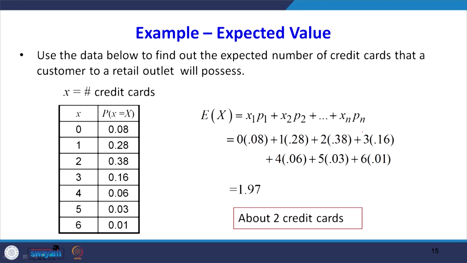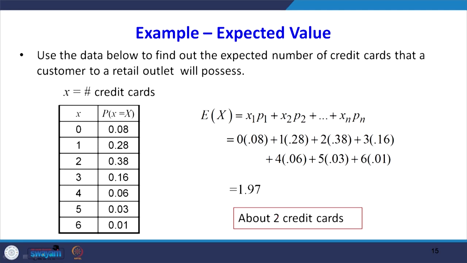So, how to find the expected value? You have to multiply each x by its corresponding probability and sum it. So, 0 into 0.08 plus 1 into 0.28 plus 2 into 0.38 and so on, plus 6 into 0.01, gives 1.97. You can make it around 2. That means customers have an average of 2 credit cards. Suppose you take any customer randomly, on average that customer can have 2 credit cards.